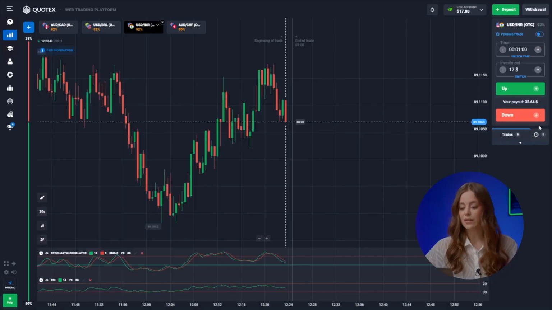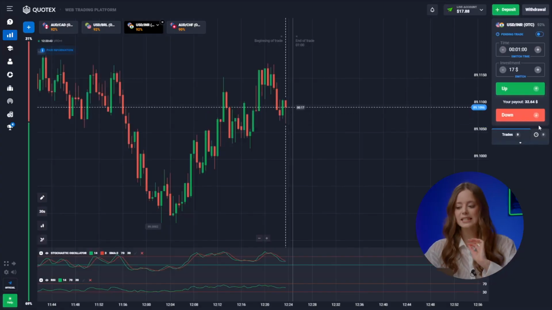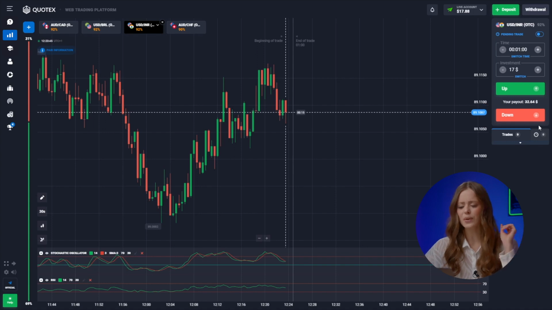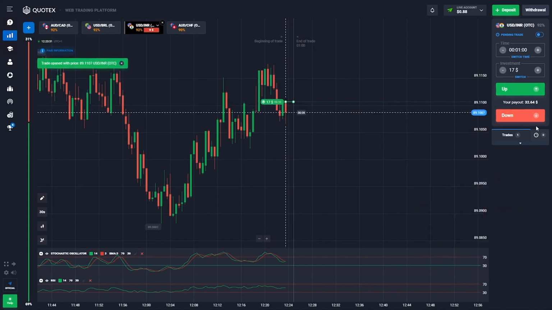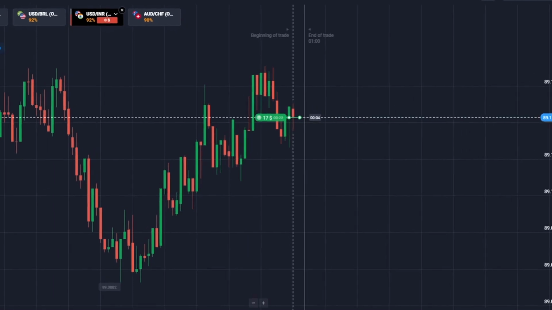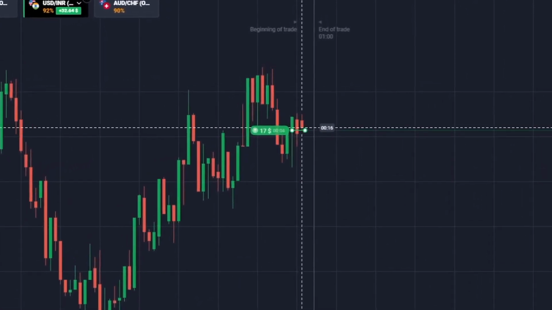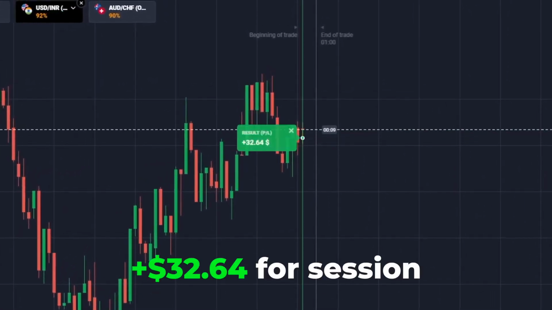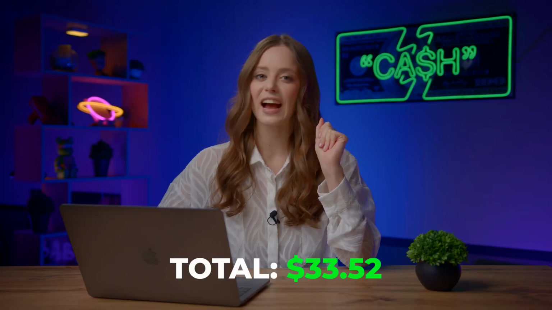Tripled my deposit. Let's not waste time and move on to the third pair. The trend is clearly going up. Despite slight consolidation, the candles are too young for a downward impulse. So I'm thinking we go up. And boom! Great job! Well, friend, I was right. We already have 32 bucks in our account. Mirror my actions and you can start earning money from any amount.